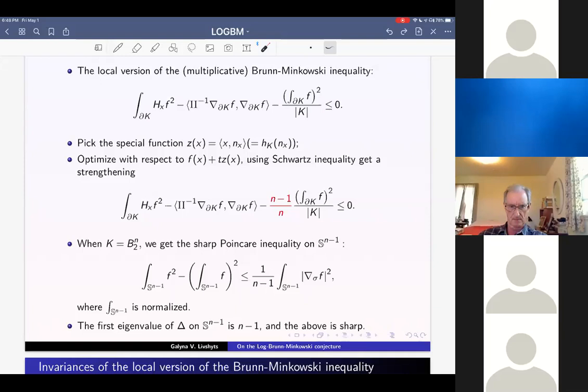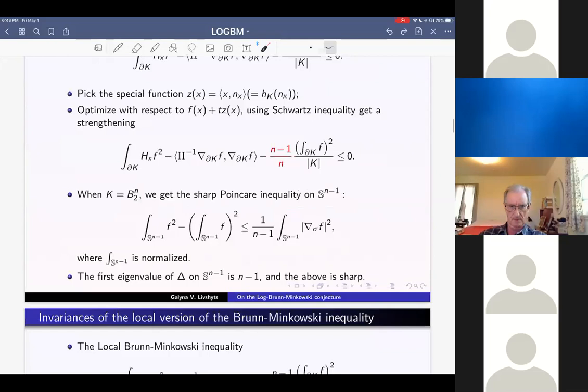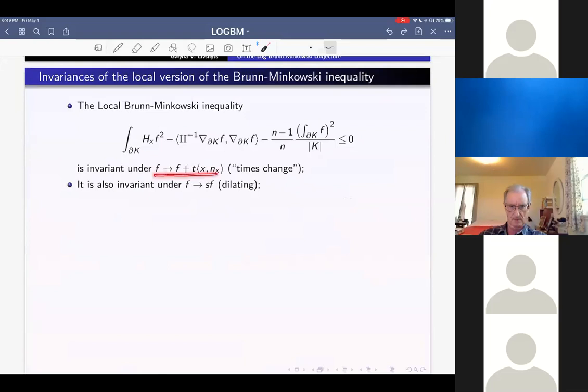Any questions so far? So like I said, it's invariant now under adding a support function of K, and it's invariant under dilating the function.